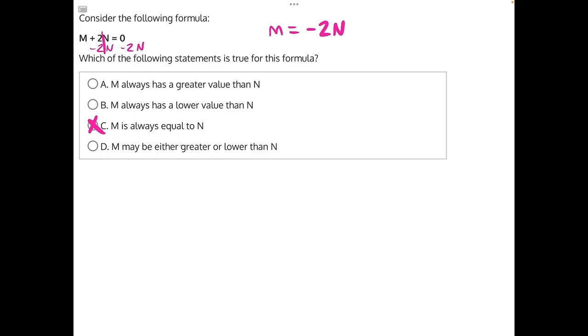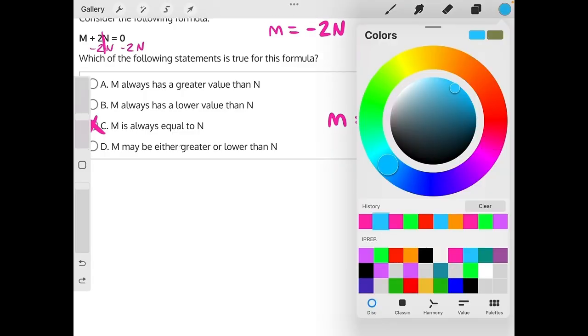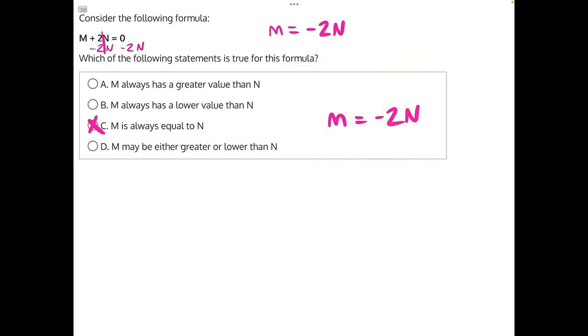Then we need to think of some different values that we could plug in for n or m to test out answer choices A and B. Let's say I'm going to try to get a value of n that is greater than m.